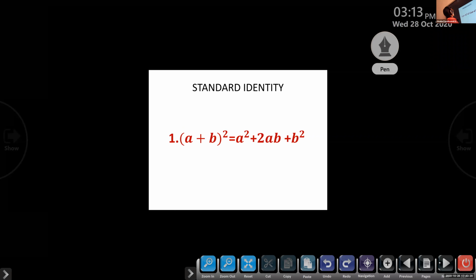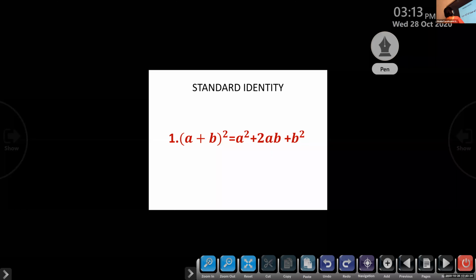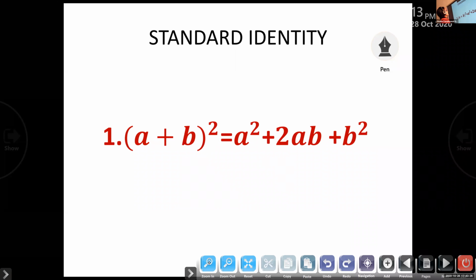Okay. And we have some standard identities. In that, the first one is a plus b the whole square, and it is equal to a square plus 2ab plus b square. A plus b the whole square. All of you write this first.